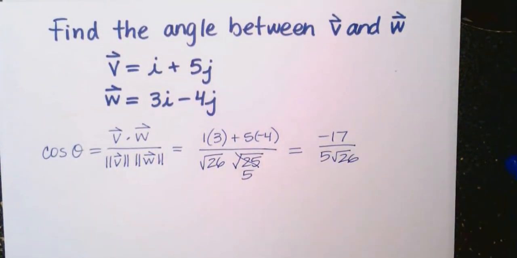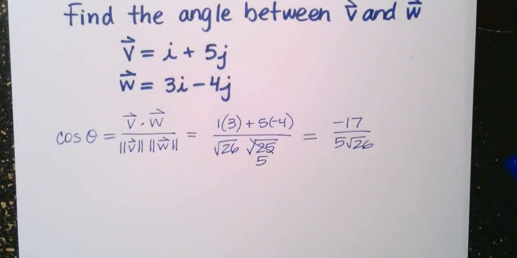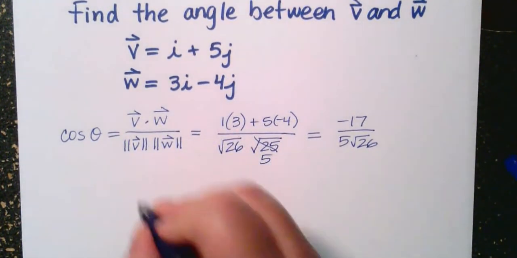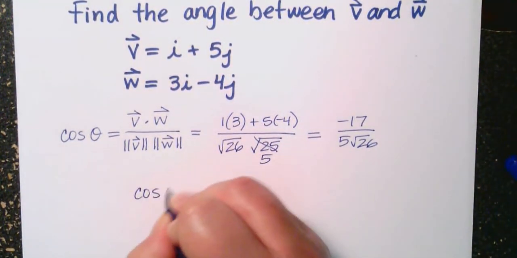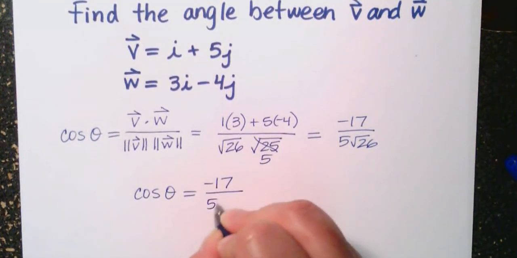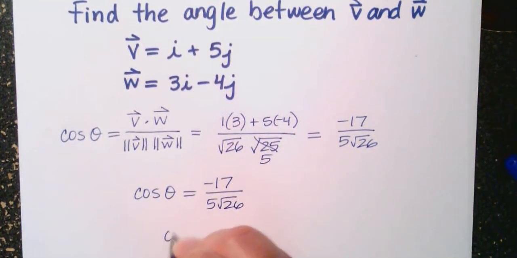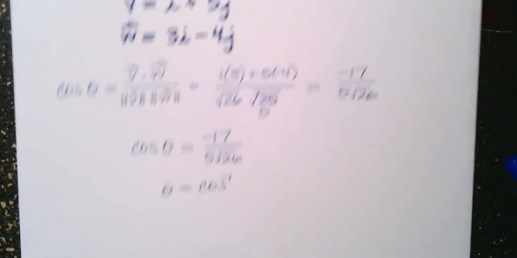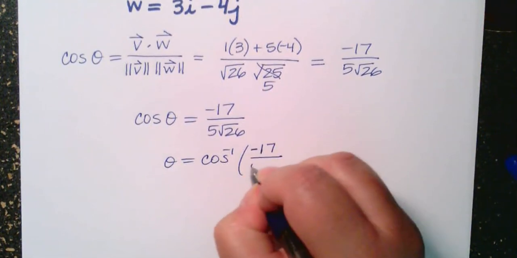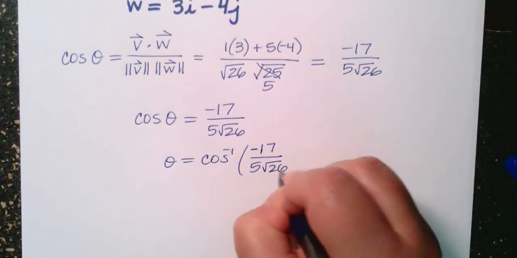There's really not any good reason to simplify that. But when it's something that's such an obvious radical, I probably would just do it, to make it visually simpler for me. Okay, so here's what we have, which means that theta is going to be the inverse cosine of this whole mess. So negative 17 all over 5 root 26.